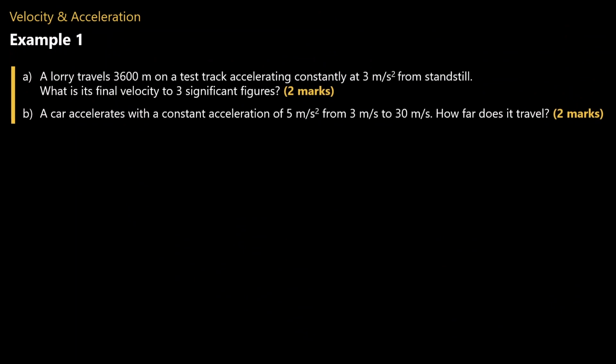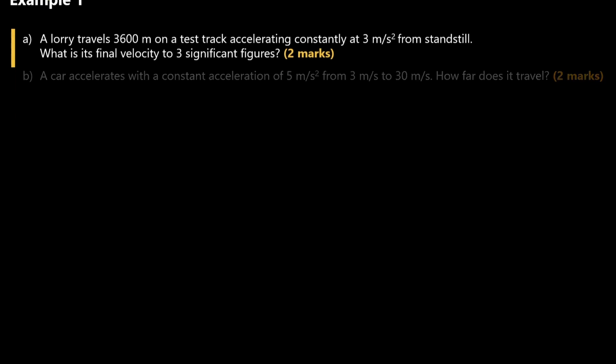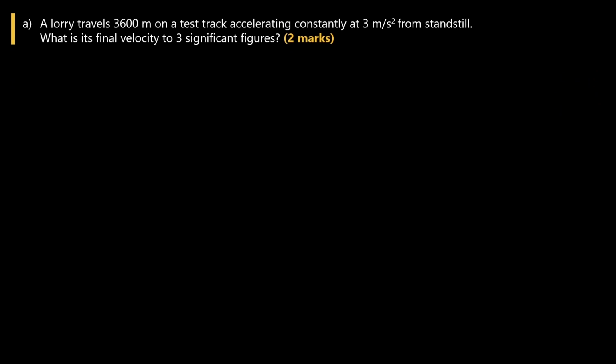Right, so this is the first example. It's made up of two sub-questions, each worth 2 marks, for a total of 4 marks. So the first question: a lorry travels 3,600 meters on a test track, accelerating constantly at 3 meters per second squared from standstill. What is its final velocity to 3 significant figures?